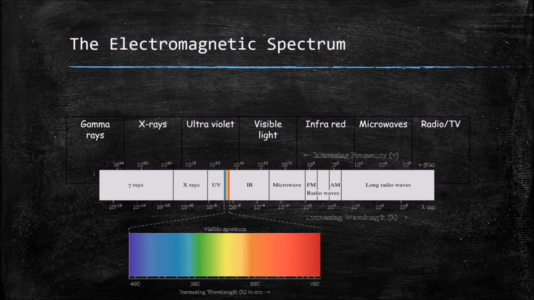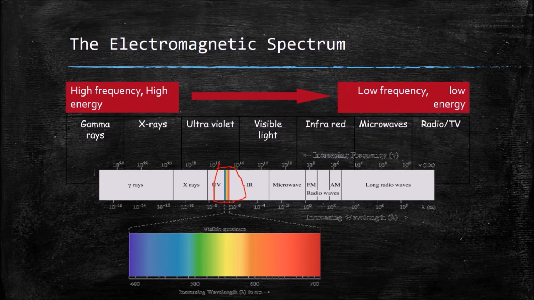What we can see is a very small section in the middle, and it increases and decreases as you go through. As you can see, radio waves are quite long compared to ultraviolet, which is quite small. So our gamma rays are high frequency and high energy, and the radio waves and microwaves are low frequency and low energy.